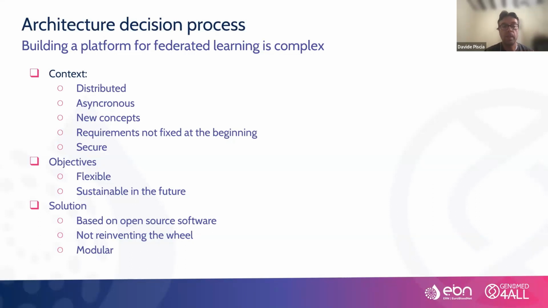There were two main objectives that we had in mind when we started building the platform. The platform needs to be flexible, because of the different requirements that we get, and also because in the future we might need to serve different use cases than those we are targeting now. So the platform cannot be rigid; it has to be flexible. Another important point is that this platform has been built within a European project, but we would like it to be used also when the project is over, in other research projects. So we would like it to be easy, or at least possible, to sustain in the future.